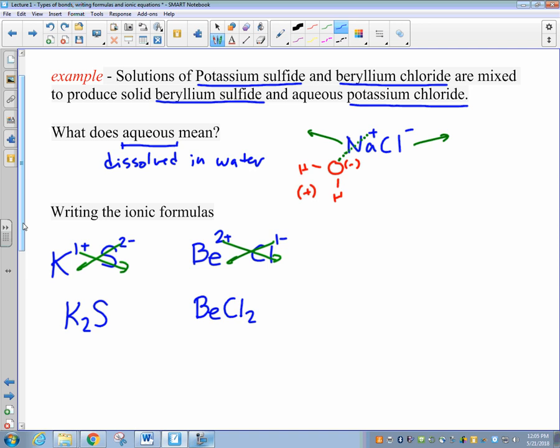So we have potassium sulfide and beryllium chloride. The last two here are easy because we've already determined the charges. We have beryllium sulfide, which would be the compound we form from beryllium ions combining together with sulfide ions, +2 and -2, as we just discussed.